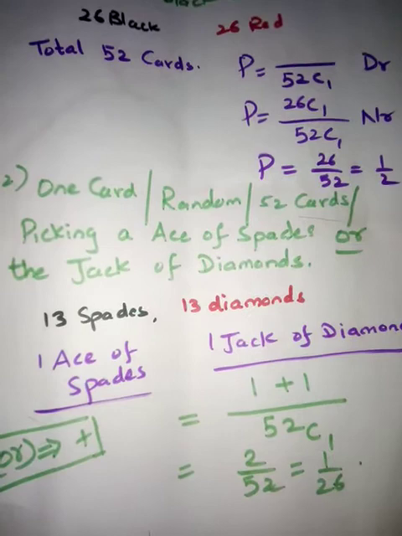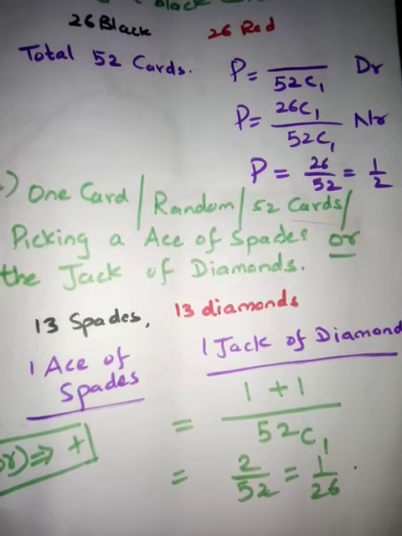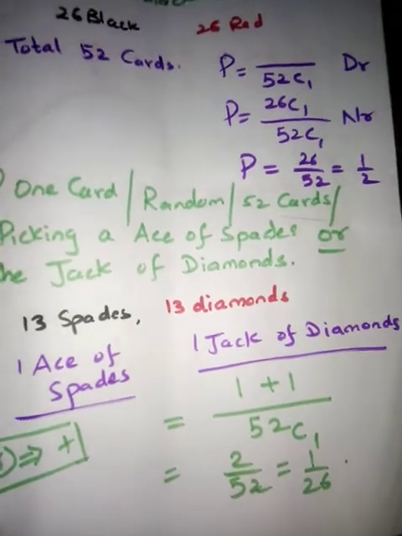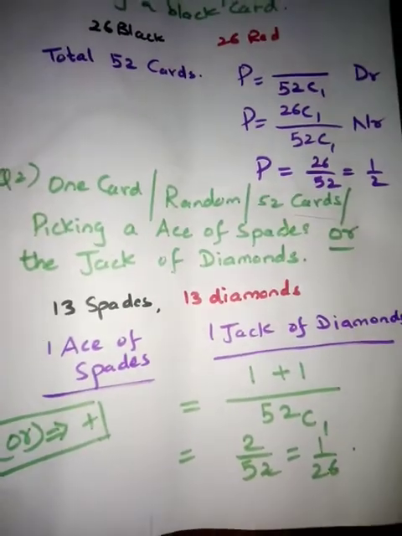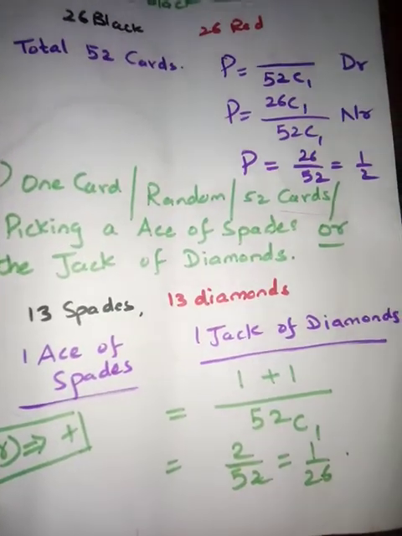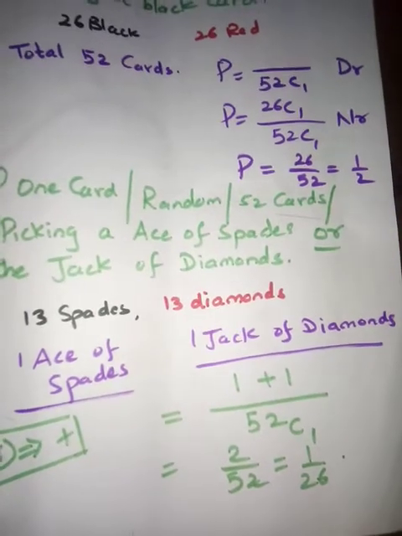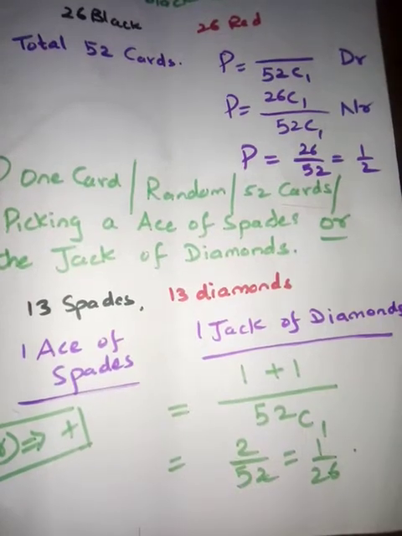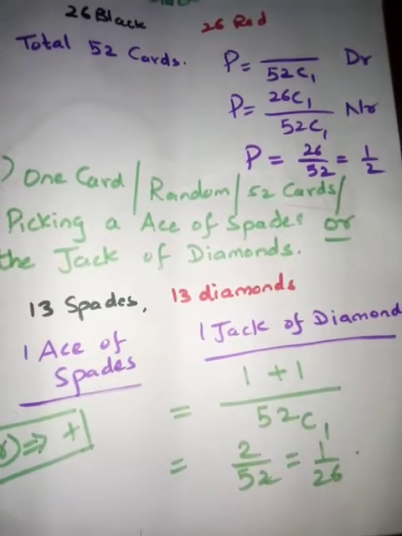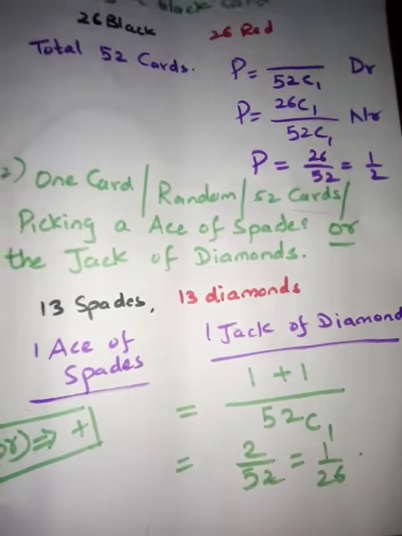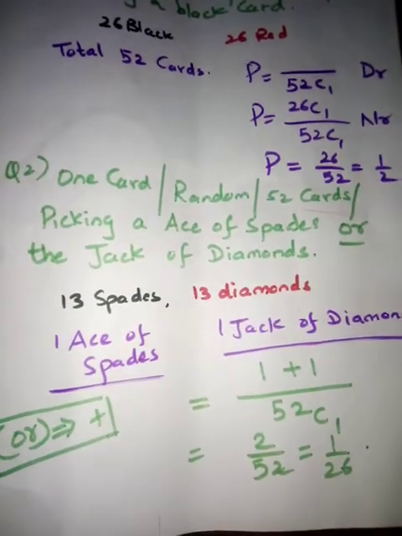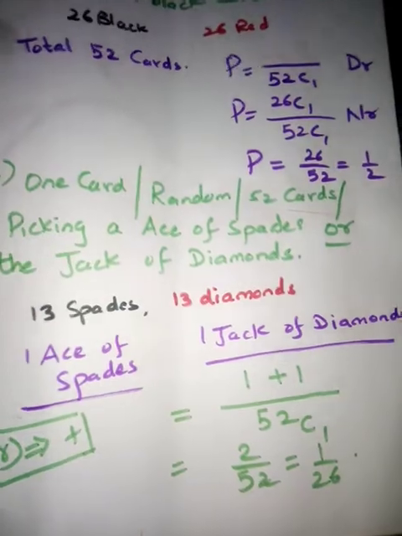There are 13 diamonds totally, as we know. In the 13 diamonds, we have only one jack among king, queen, and jack. So totally it is 1 plus 1, that is nothing but 2. The denominator is always 52C1 because we are taking only one card. So 2 by 52, 2 is the numerator. 2 by 52, that is nothing but 1 by 26, will give the answer. We are going for the next question.